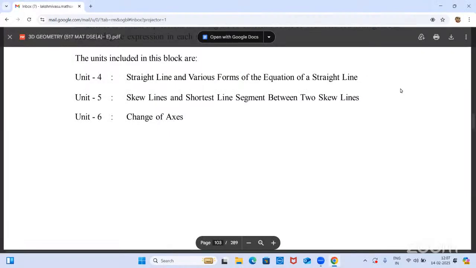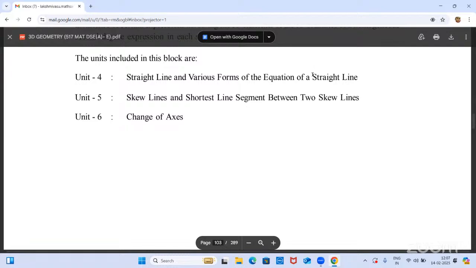The fourth unit is straight lines. Okay, just you have to see here. Now, this is the fourth unit, straight line and the various forms of the equations of a straight line. And the fifth unit is skew lines and the shortest line segment between two skew lines. And the sixth unit is change of axis.